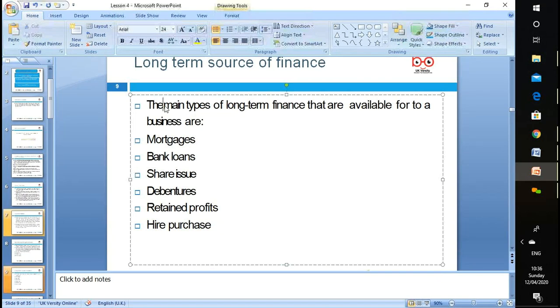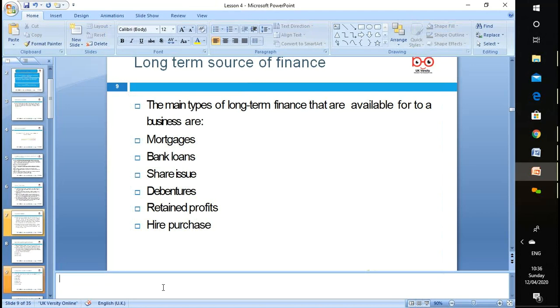Okay, long-term sources of finance. The main type of long-term source of finance available to businesses is the mortgage. Mortgages are quite long-term, and yes, we can buy property. There are different types, repayment and interest only. Repayment means including interest plus repayment, which is normally a higher payment you have to make, and with interest only you have to pay just the interest.